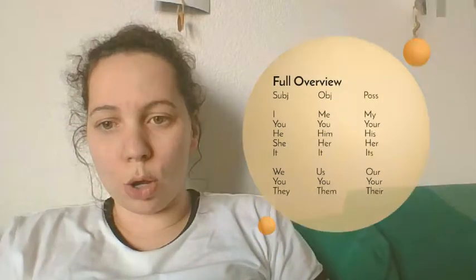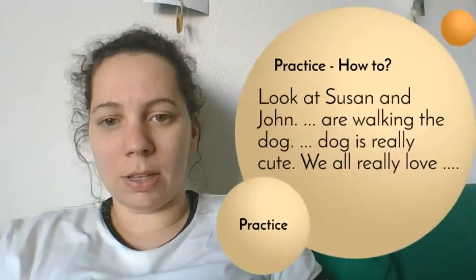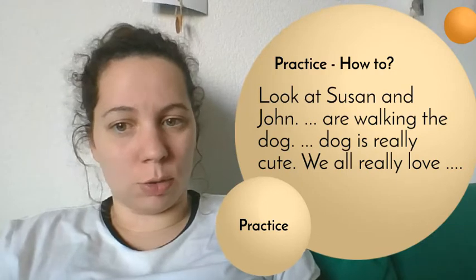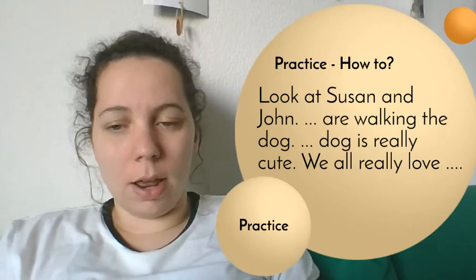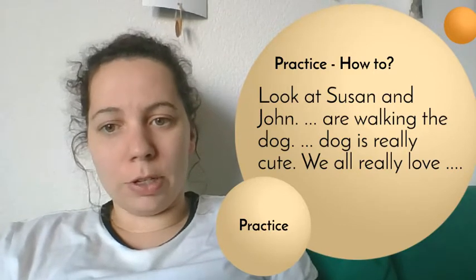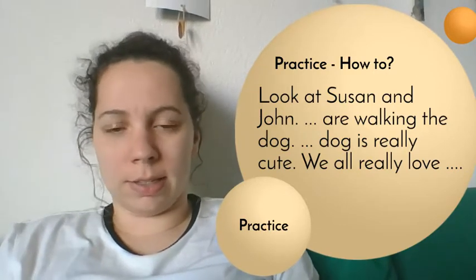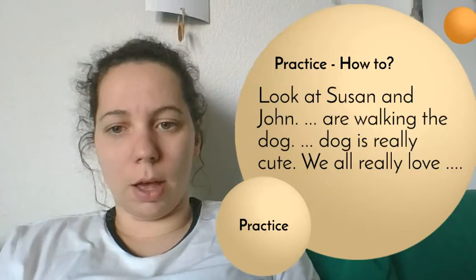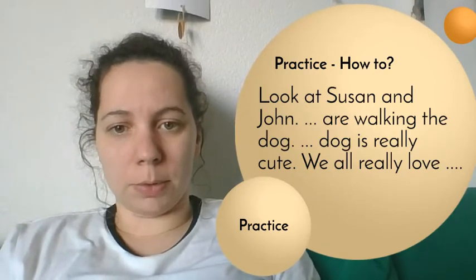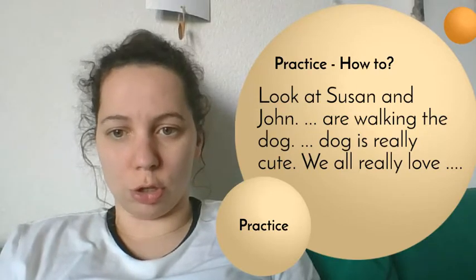Let's now go on to some practice. And in particular, let's start with how to do this. So you are faced with a sentence or a little text like the one over there. And now you need to decide what to put where. First thing you need to do is always read the text a little bit so you can know what it's about. There will always be clues in the context what you need to fill in. So this text is apparently about Susan and John.